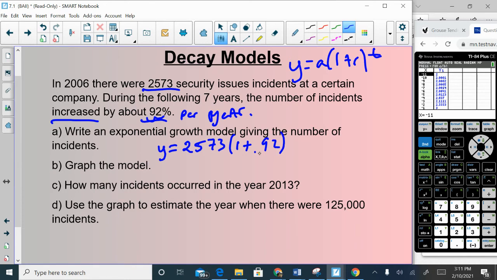92 here without the decimal would just be insane. It would break your calculator. So 2573 times 1 plus 0.92, and T is our other unknown. Our unknowns are Y, the amount of incidents, and T, the amount of years.